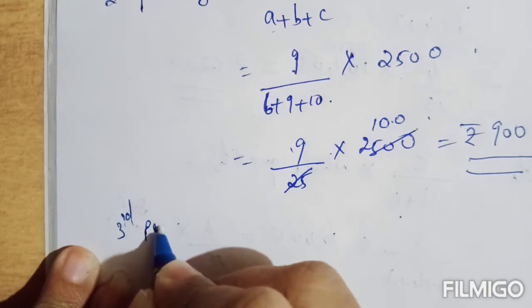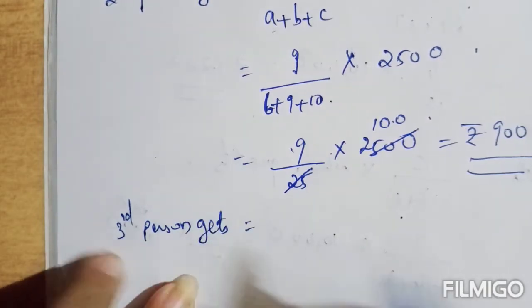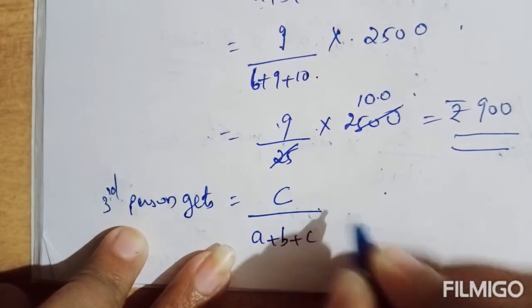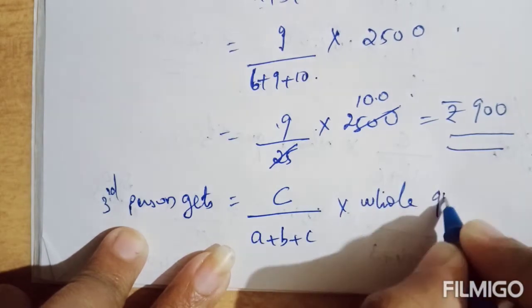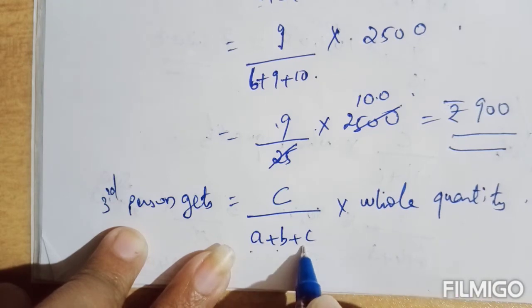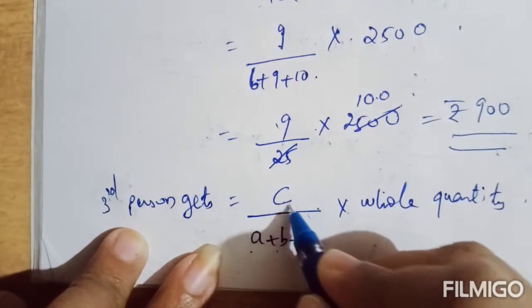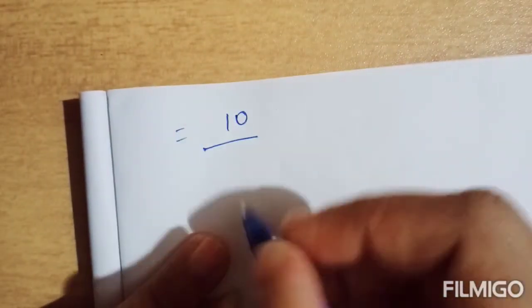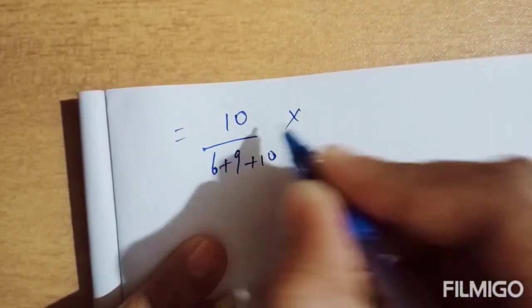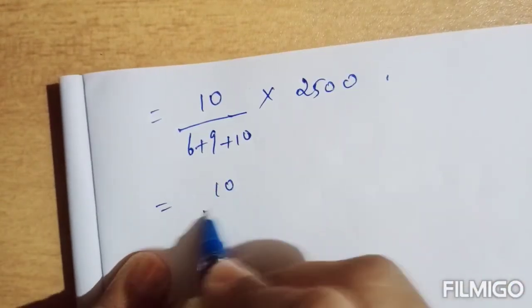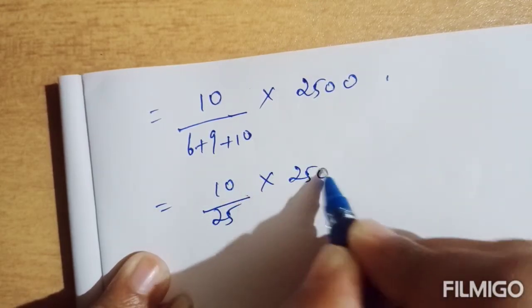Next, one more is there, the amount that the third person gets. You can find it using this formula, C by A plus B plus C into whole quantity. A plus B plus C is the sum of ratios. Now in place of C it is 10. So 10 by A plus B plus C, it is 6 plus 9 plus 10 into whole quantity 2500. 10 by 25 into 2500.